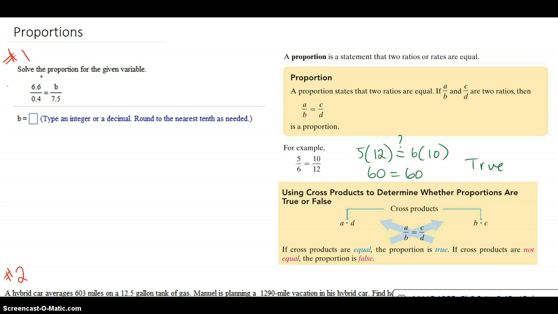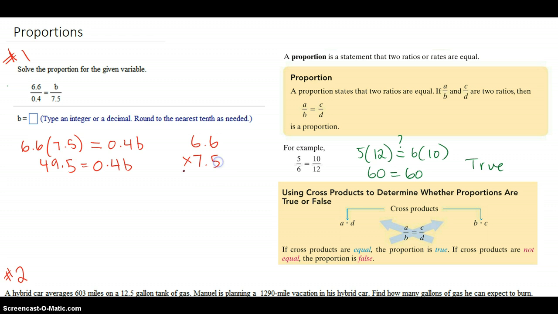So the first question asks you to solve the proportion for the given variable. And I'm going to use just the fact that I did on the right. I'm going to say, okay, for this to be true, I need to cross multiply. So I'm going to take 6.6 and I'm going to multiply it by 7.5. That better be equal to the cross product the other way, which is 0.4 times b. If I multiply these together, you can use your calculator or you can do it by hand. You should get 49.5.